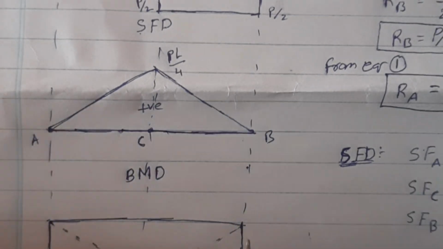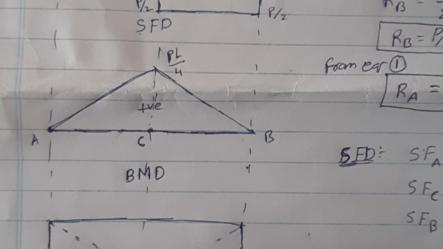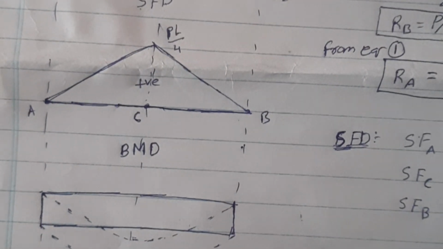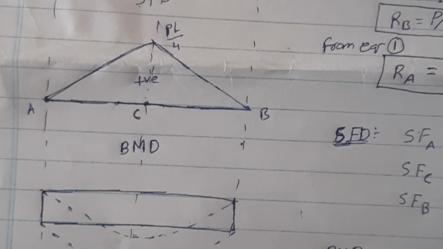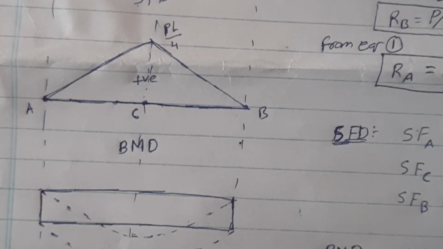When the final beam looks like bending upward, that means it is called sagging, also called positive bending. This is called positive bending, sagging.